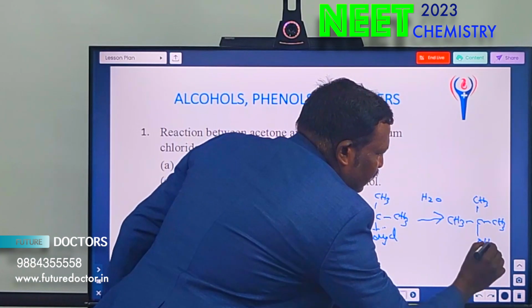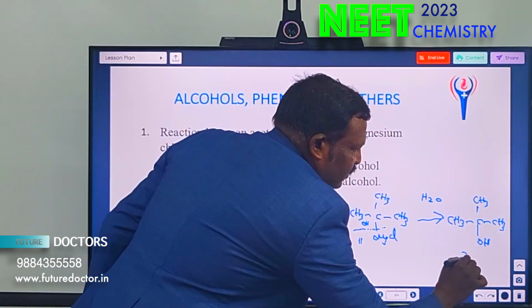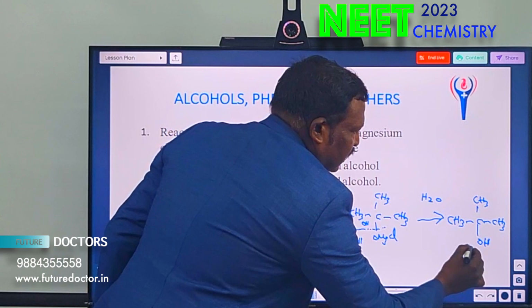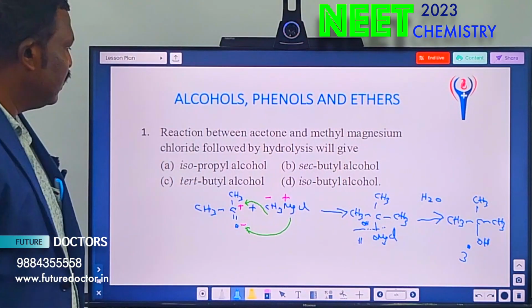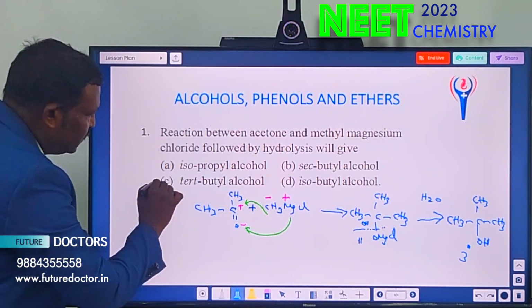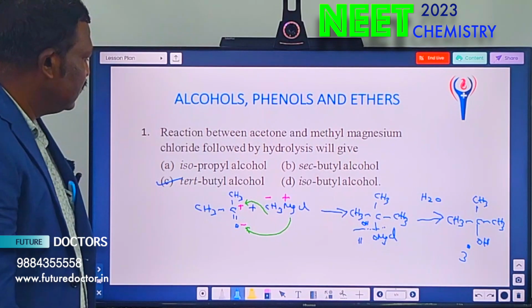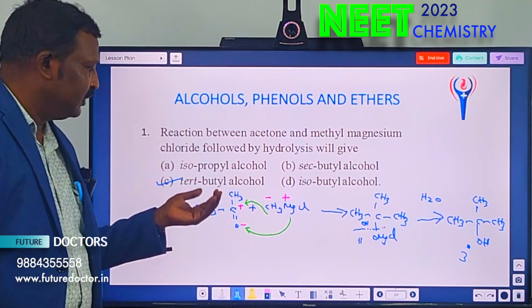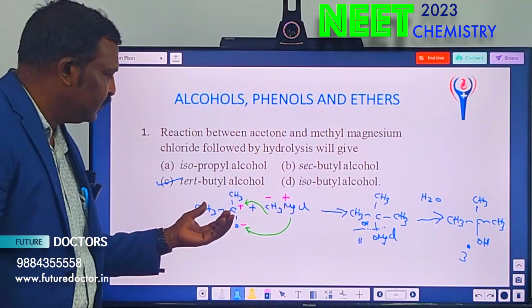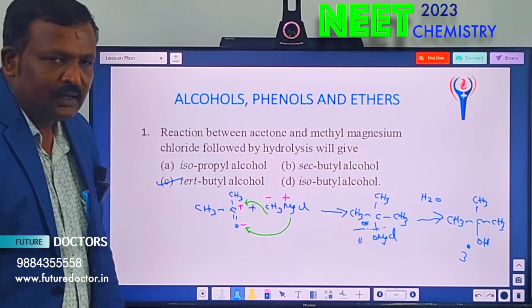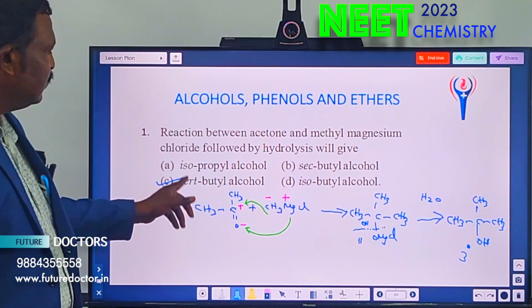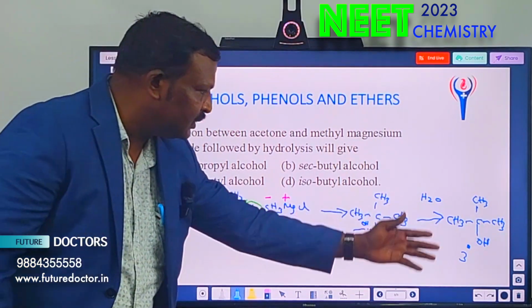Around the carbon atom, 3 carbon atoms are present, so it is called tertiary. It is a tertiary compound, tertiary butyl alcohol. So option C is the correct one. Sometimes they can use formaldehyde: if you use formaldehyde we get a primary alcohol. If you use acetaldehyde we get a secondary alcohol. If you use a ketone, you get a tertiary alcohol.